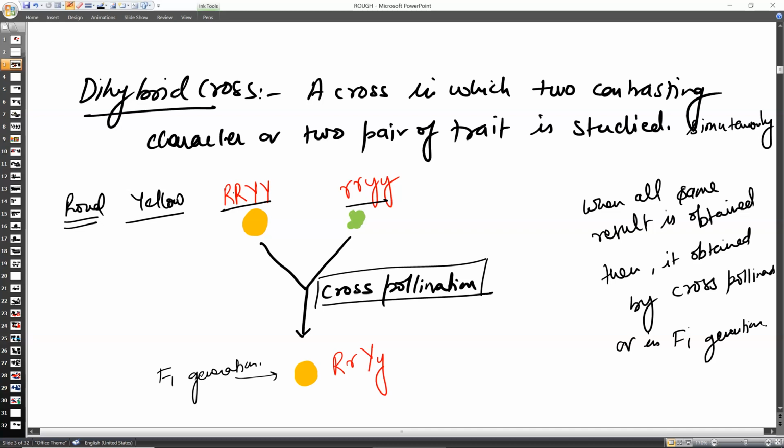When he crossbreeds round yellow and wrinkled green, then he gets all round yellow in the F1 generation. But it was capital R, small r, capital Y, small y. So note it down. When the same result is obtained, it is obtained by cross pollination in the F1 generation. This is the F1 generation, or we call it the first filial generation. Note it down.